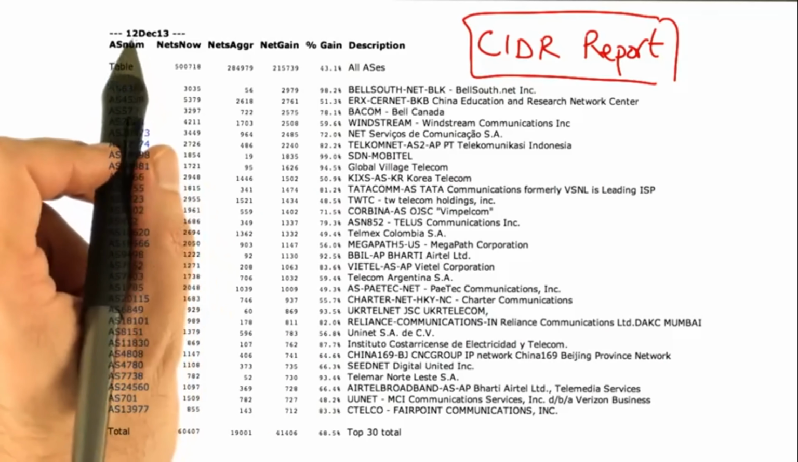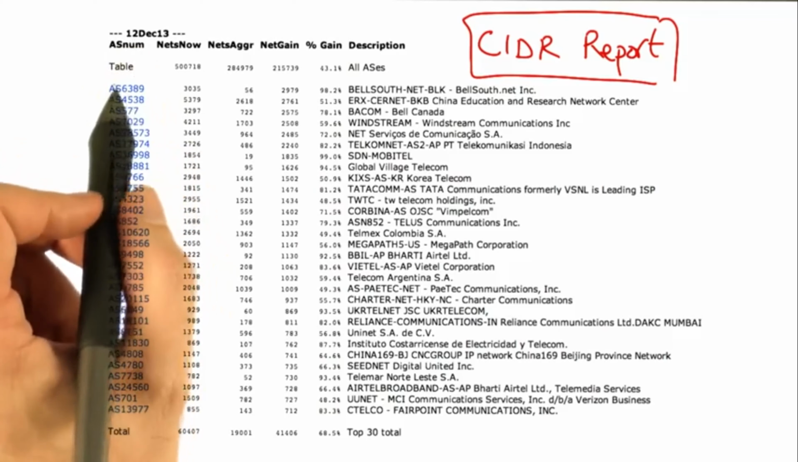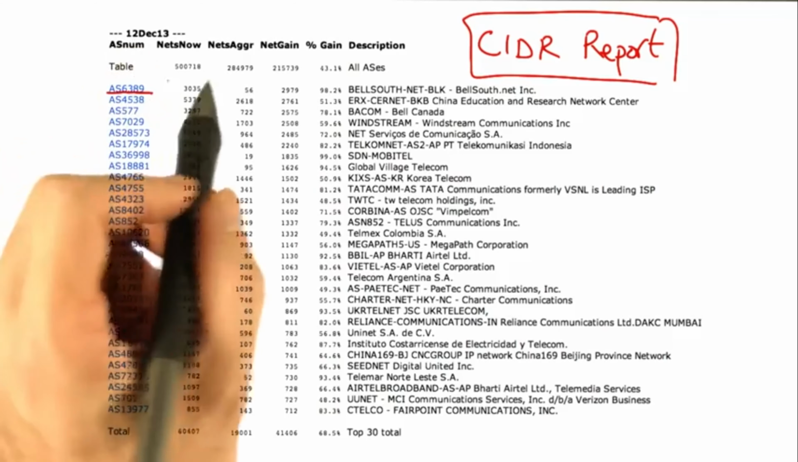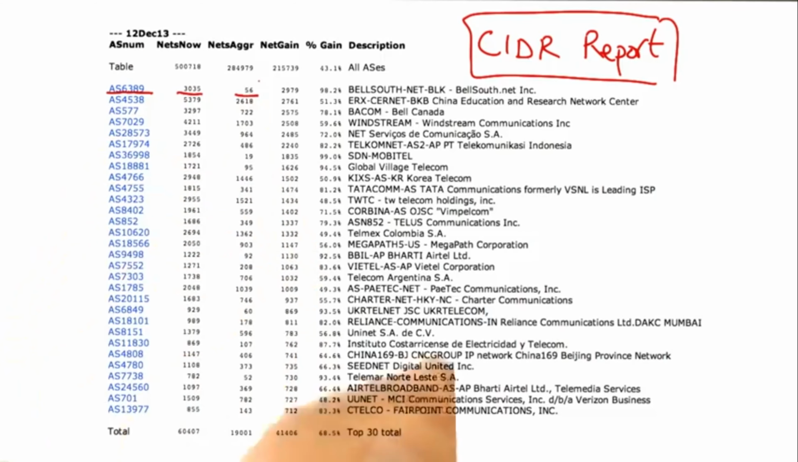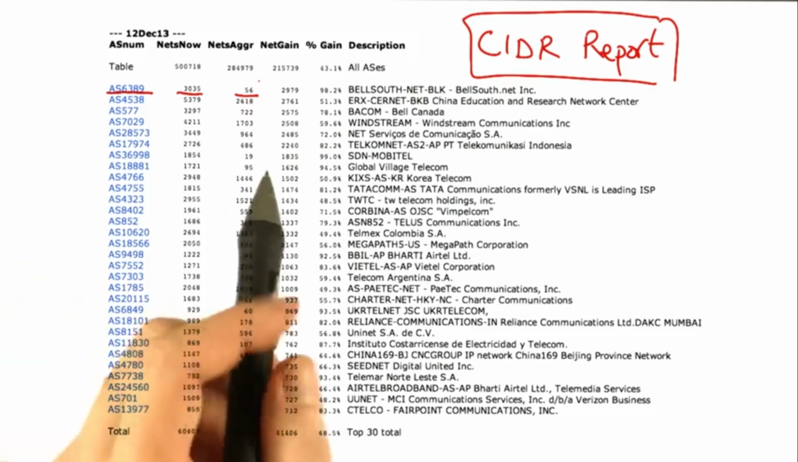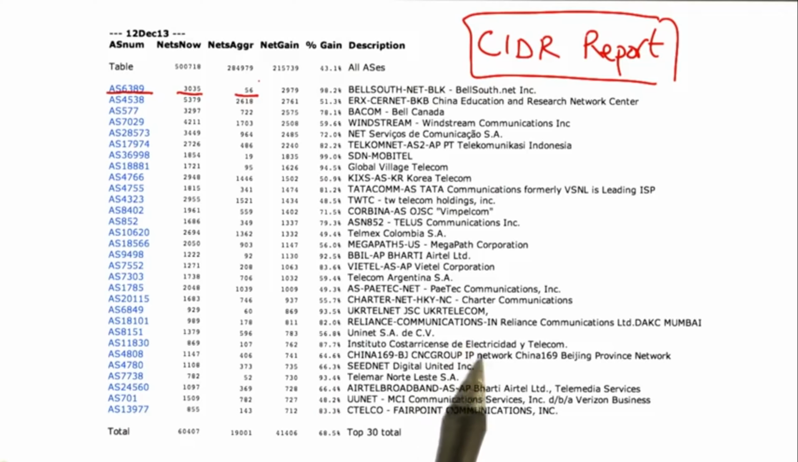For example, the top offender for the week of December 12, 2013 was AS6389. This single autonomous system is actually advertising more than 3,000 unique IP prefixes. The CIDR report's analysis suggests that with appropriate aggregation, this autonomous system could instead advertise only 56 unique IP prefixes.